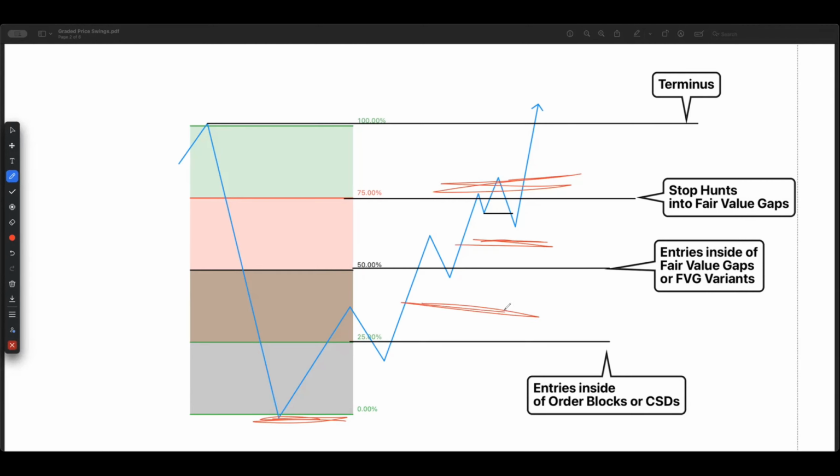25%, 50%, 75%. Order block, fair value gap, take profit. That is how graded price swings are actually meant to be used.